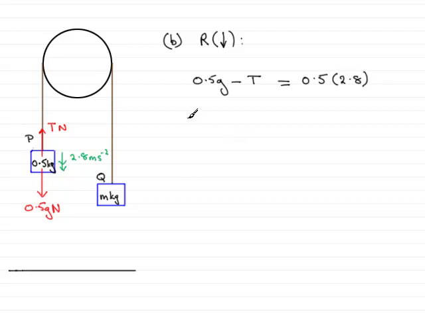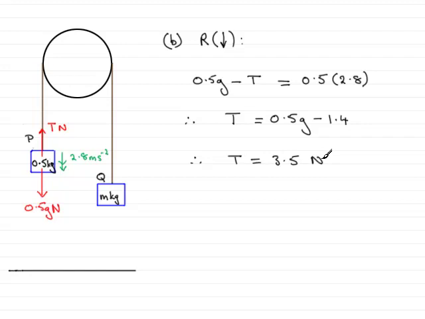So all I need to do now is rearrange this equation to make T the subject, so I can add T to both sides and subtract 0.5 times 2.8 from both sides. 0.5 times 2.8 is 1.4, so rearranging this then we have T equals 0.5 g minus 1.4, and then just using a calculator work that out and you get 3.5.